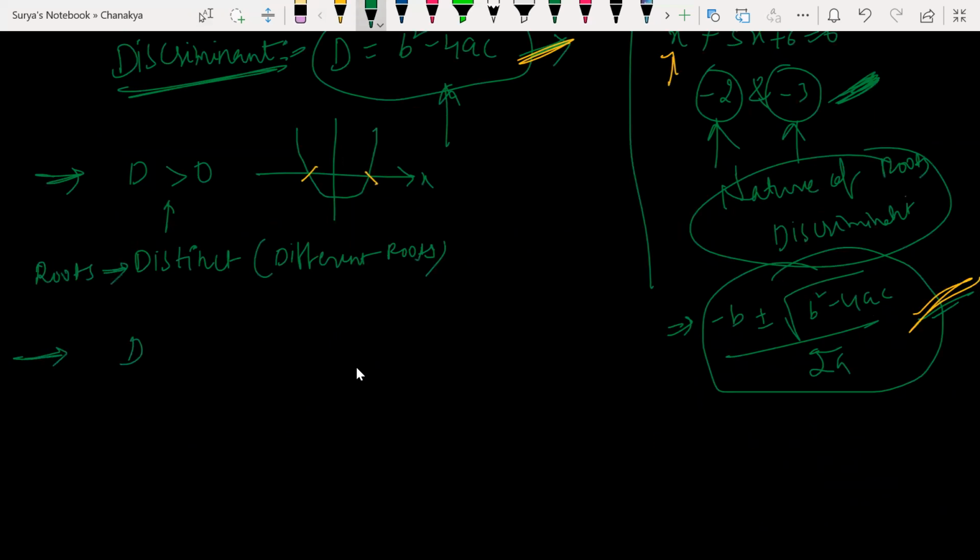Now, if my discriminant is equal to 0, son, if my discriminant becomes equal to 0, what will happen? The parabola just touches the x-axis. Look, it will be like this. How will it be?